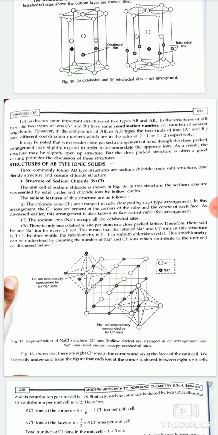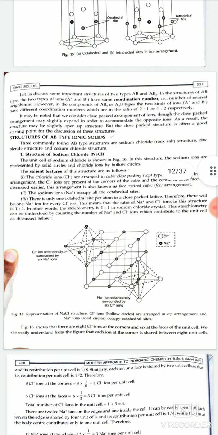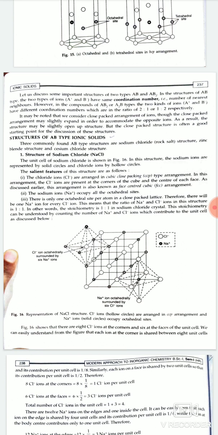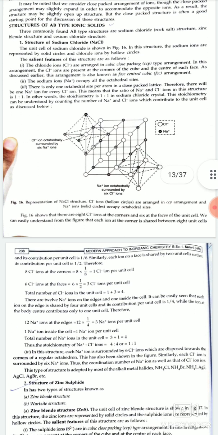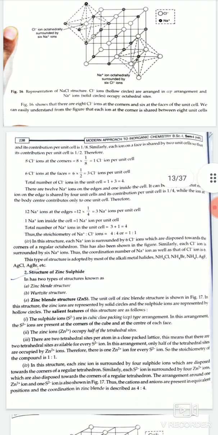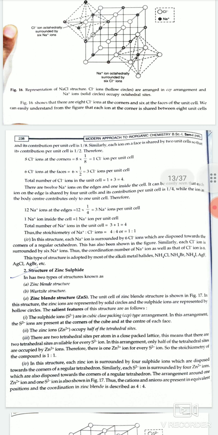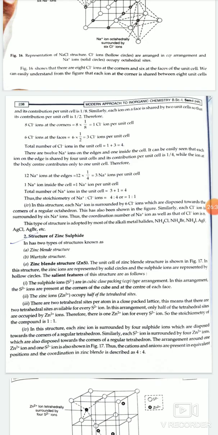Now the figure shows that there are 8 chloride ions at the corners and 6 at the faces of the unit cell. We can easily understand from the figure that each ion at the corners is shared between 8 unit cells and its contribution per unit cell is 1 by 8. Similarly, each ion on a face is shared by 2 unit cells so that its contribution per unit cell is 1 by 2.